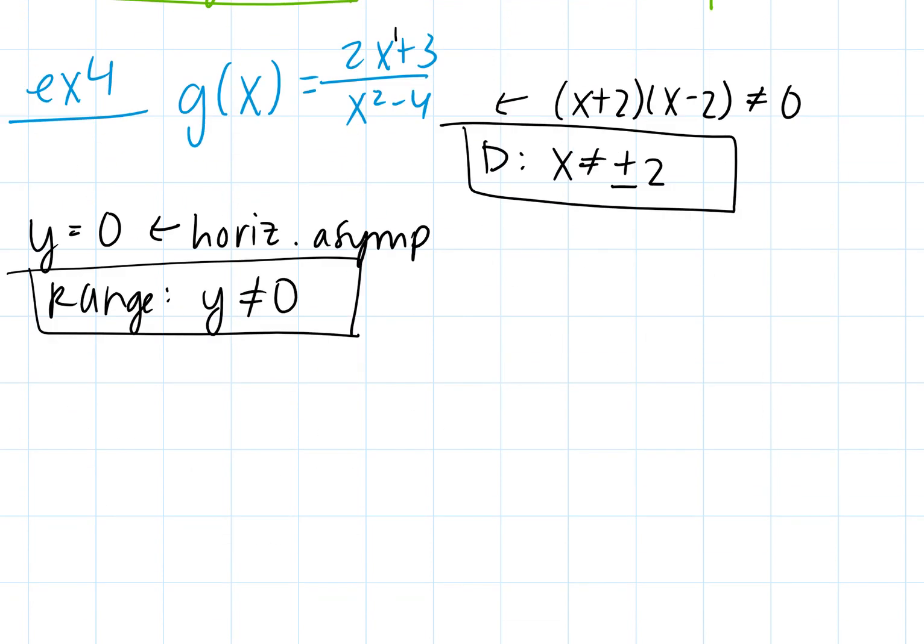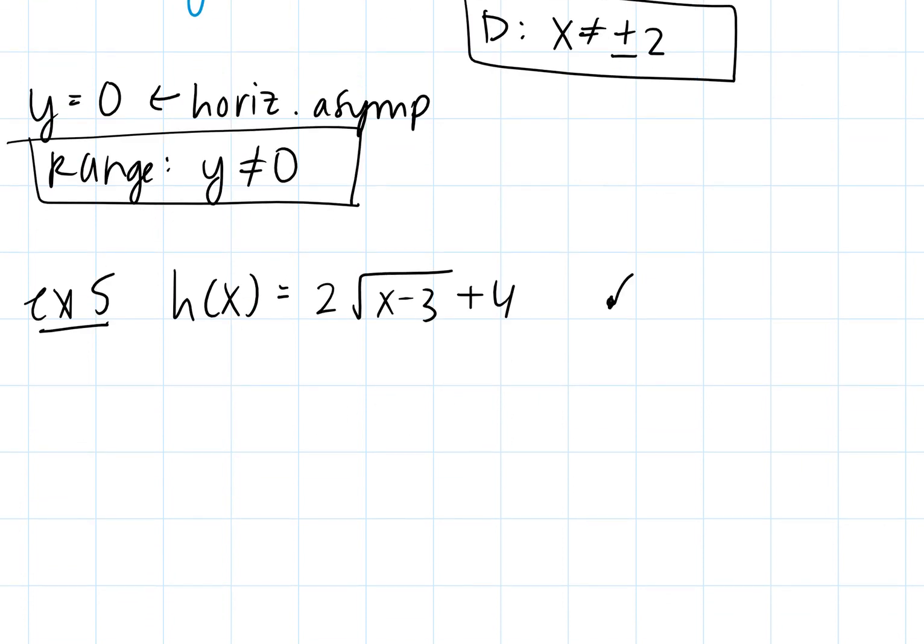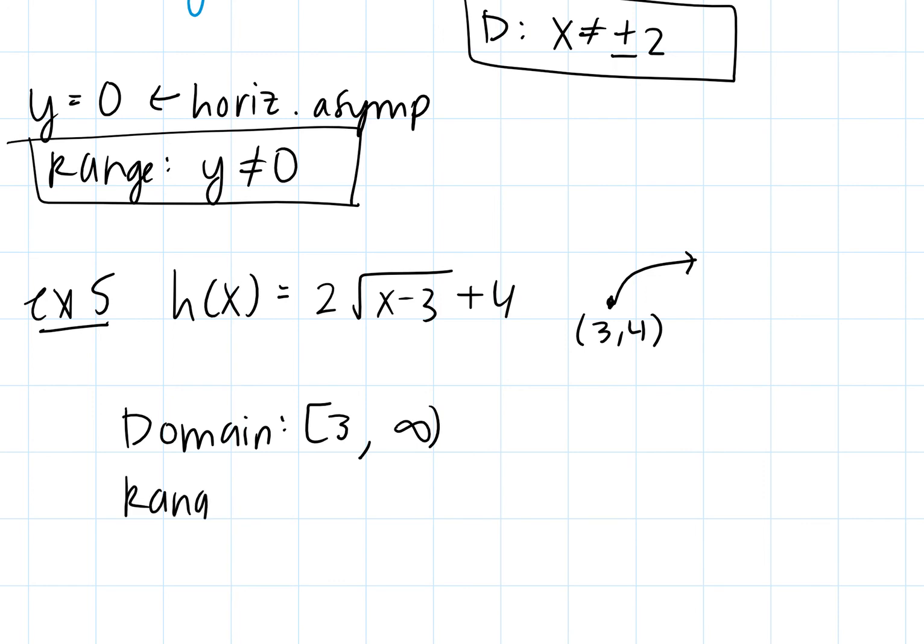Finally, let's take a look at a radical function. Let's name the domain and range of this guy: 2√(x - 3) + 4. I know that the positive leading coefficient means it has this shape, and the vertex is (3, 4). So that's already enough information to say, my domain starts at the x value 3 and goes off to infinity. The range starts at the y value 4 and goes off to infinity.